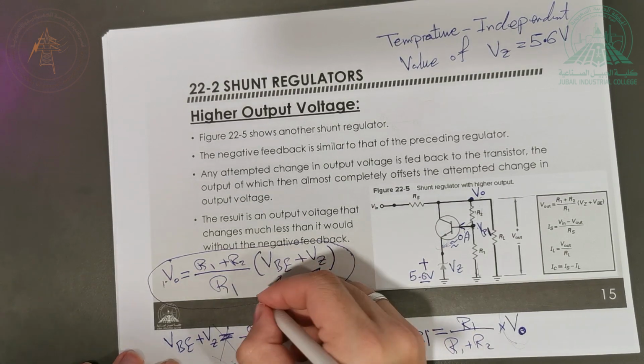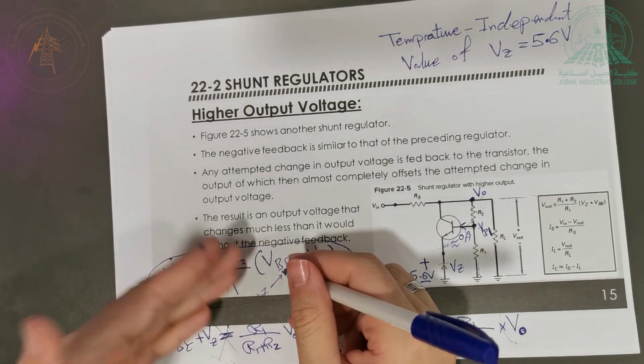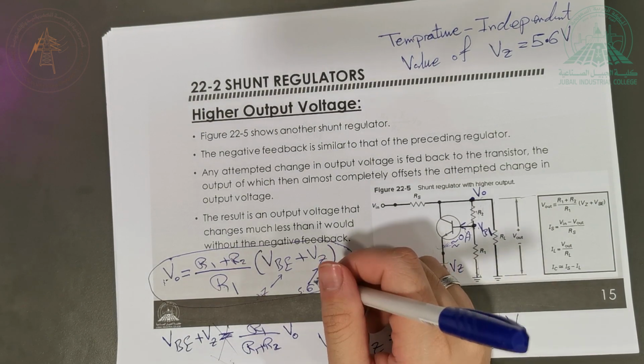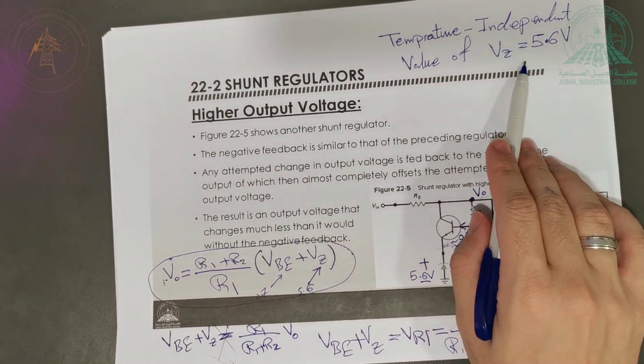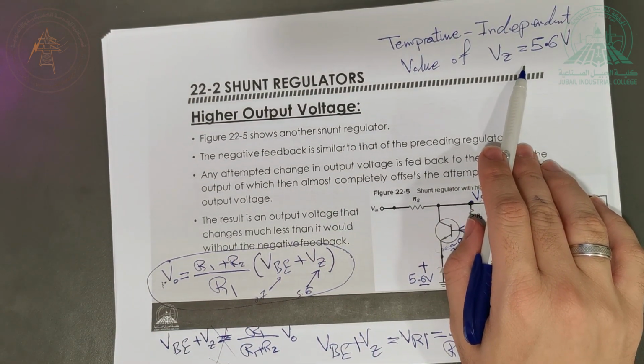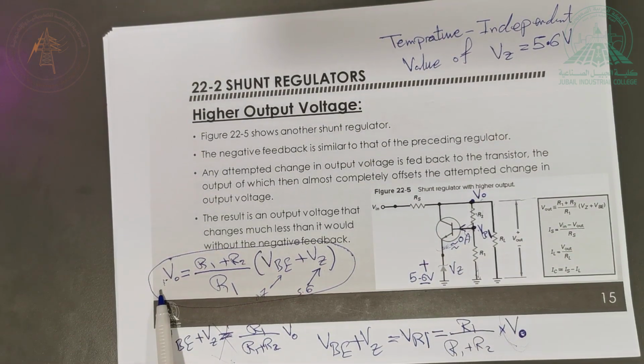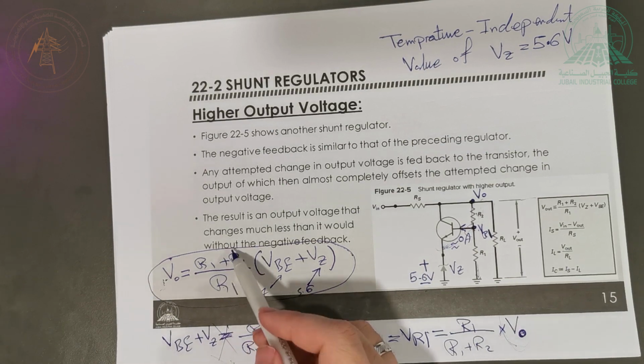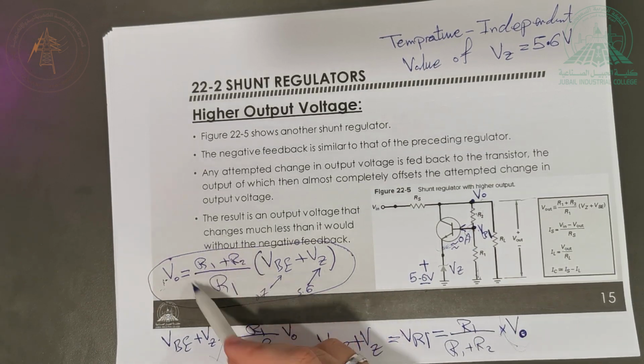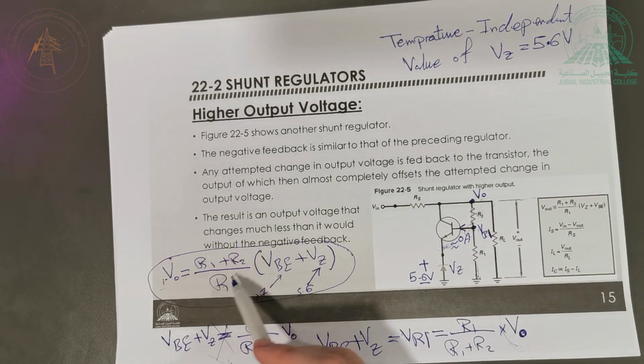VBE still 0.7. Don't change it. Keep. And this you cannot change, of course. But 5.6, keep it. Why do I want it to be 5.6 again? Because this is the temperature independent value. So how can I make this equal to 20 volt or 30 volt, or give it any value that I need? By playing with this ratio.